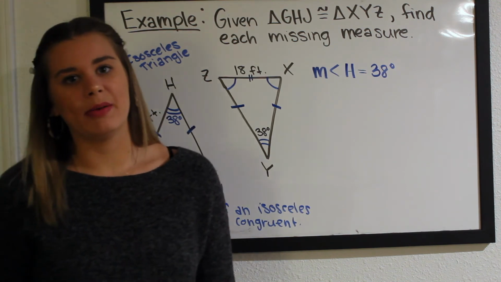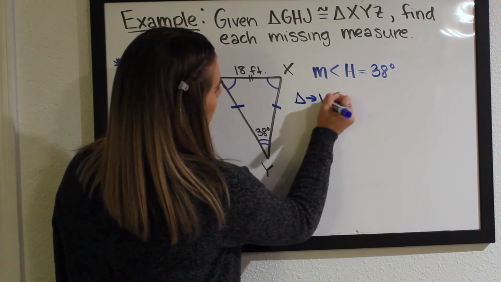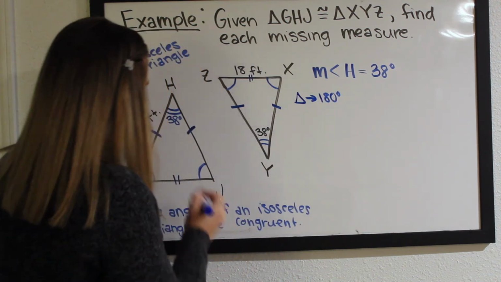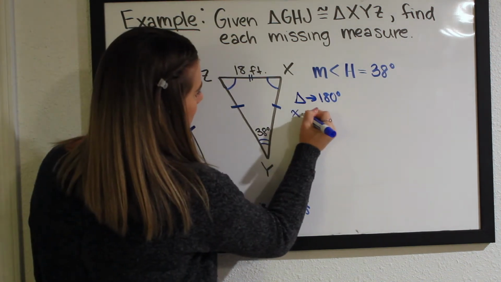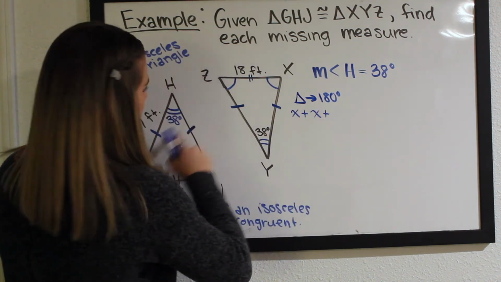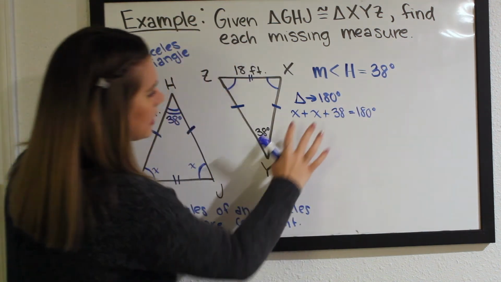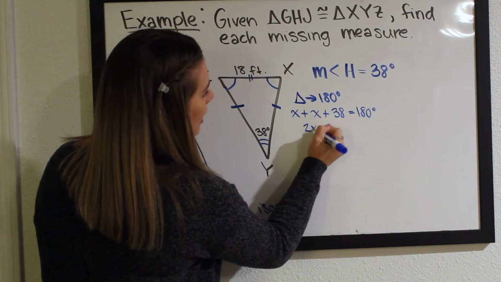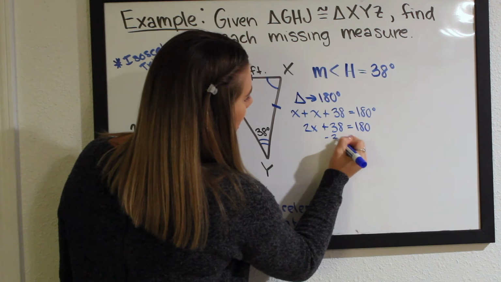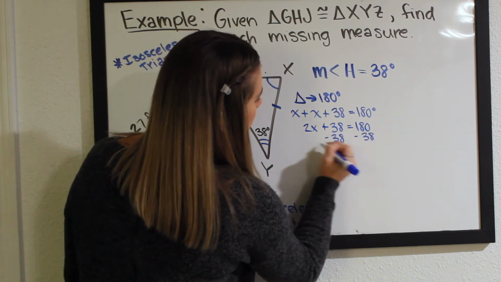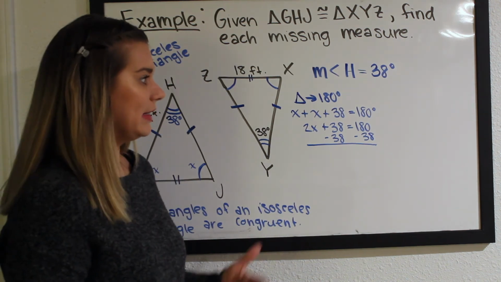We have a theorem that we've used before, and that is that a triangle adds up to 180 degrees. So if these were both x degrees, we would say that x plus x plus 38 is equal to 180 degrees. X plus x is 2x, plus 38 is equal to 180. Subtract 38 from both sides. So 180 minus 38.